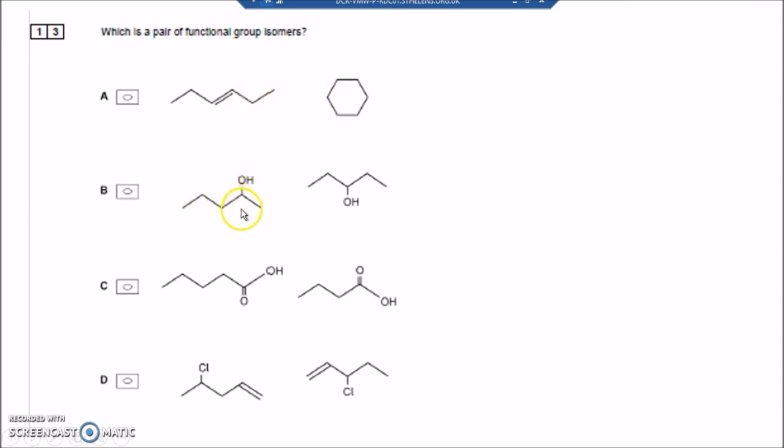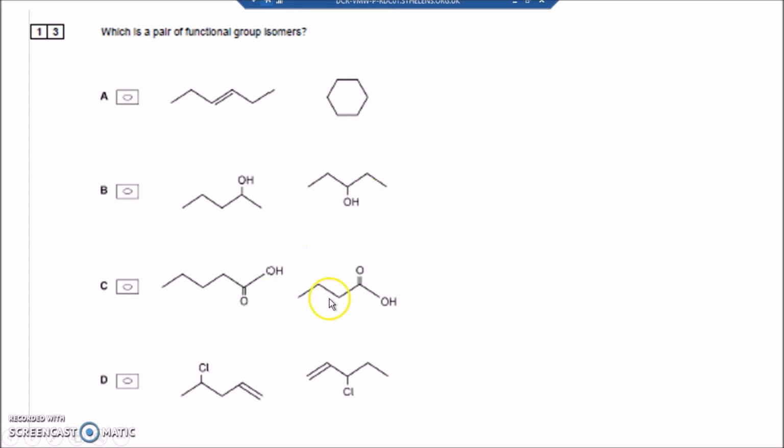Let's have a look at this one. Let's just double check. The OH defines what it is. That's the functional group, and it's on carbon number 1, 2, 3, 4. Here it's on carbon number 1, 2, 3. So the OH hasn't changed, it's just changed where it is, its position. These are positional isomers. Pentan-4-ol going into pentan-3-ol. It's changed its position from carbon number 4 to carbon number 3. That's a position isomer.